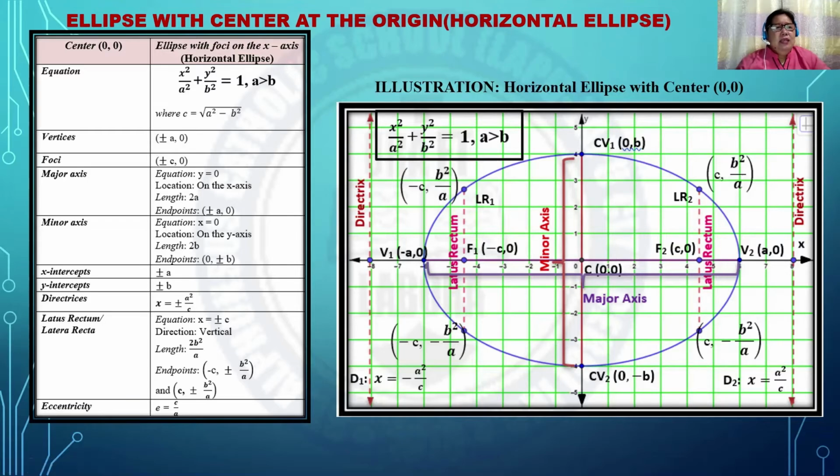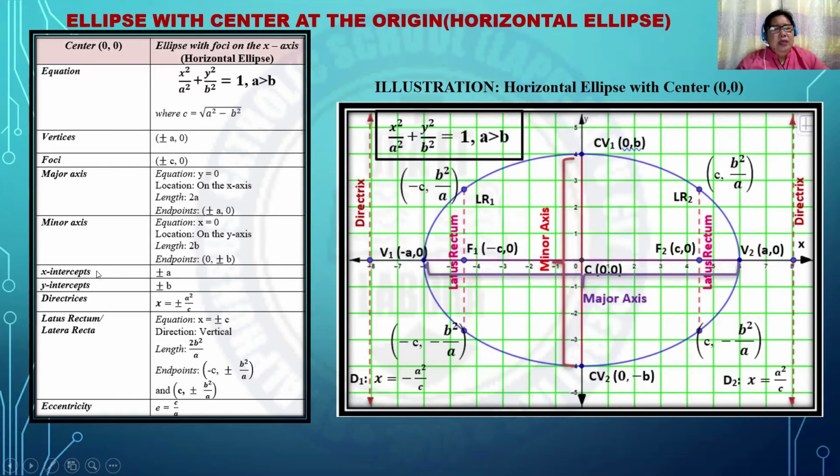For the major axis, the equation is y is equal to 0. The location is on the x-axis. The length is equivalent to 2a. And the endpoints, we have the positive a, 0 and negative a, 0. For the minor axis, the equation is x is equal to 0. The location is on the y-axis. The length is equivalent to 2b. The endpoints, we have 0, positive b and 0, negative b.